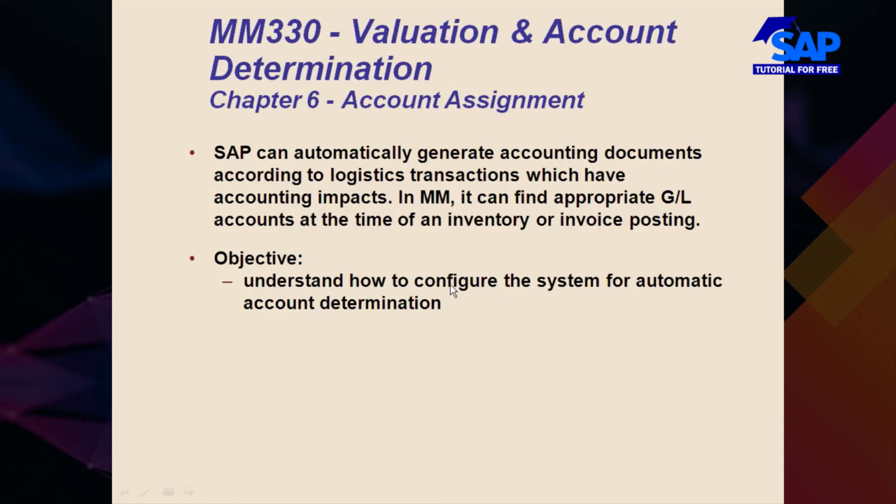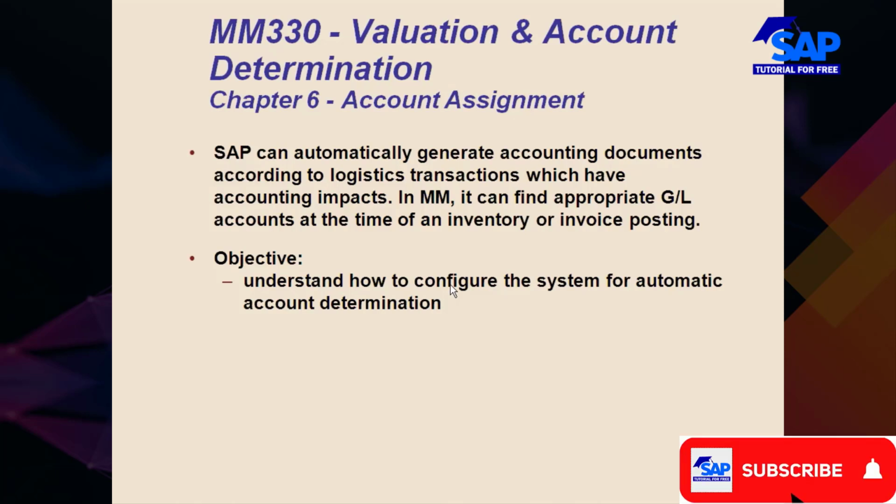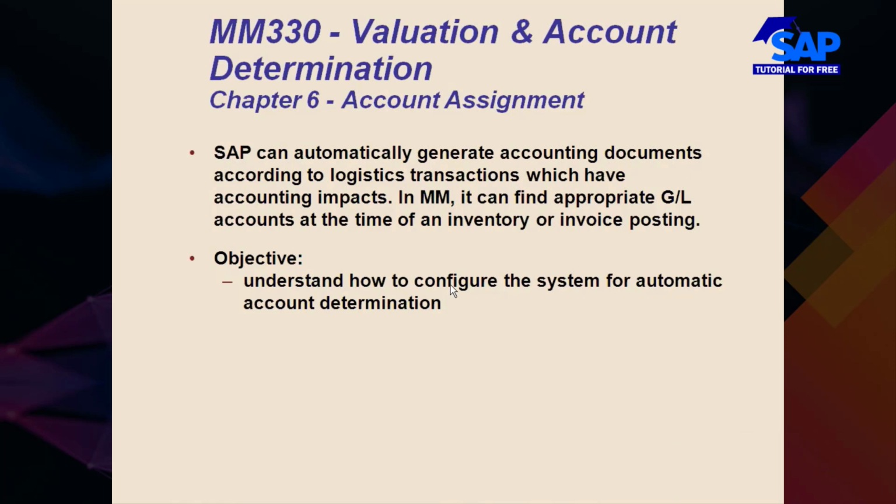Okay, so for each of the inventory transactions where there is a financial impact, an accounting document is getting created. While the accounting document is created, you would have seen certain accounts are getting updated. What is the logic behind that? This is what we are going to learn in MMFI integration, or what we call automatic account determination. As you can see, SAP can automatically generate accounting documents according to the logistics transactions which have accounting and financial impacts. In MM, it can find the appropriate GL account at the time of an inventory or invoice posting.